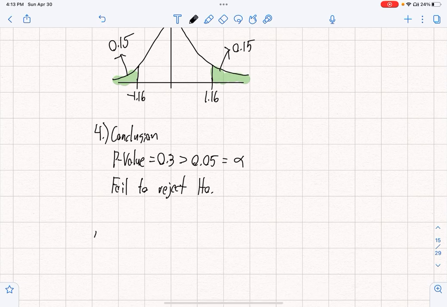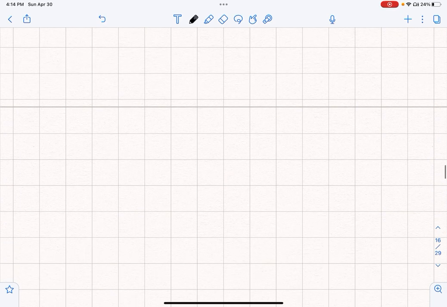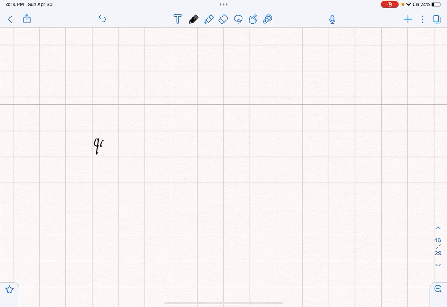And then our conclusion, our interpretation is the same. I'm not going to copy paste it down since I think we did that enough in the prior video. But I want to show one other thing. Let's just quickly do a 95% confidence interval for mu.